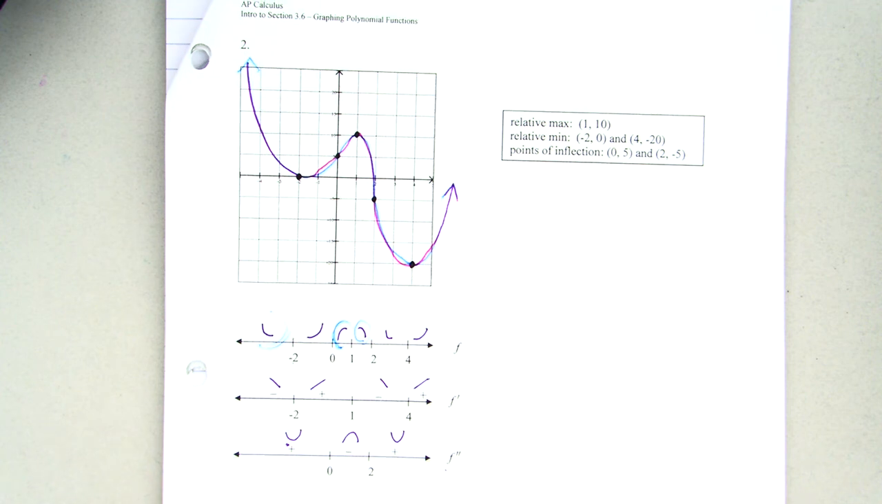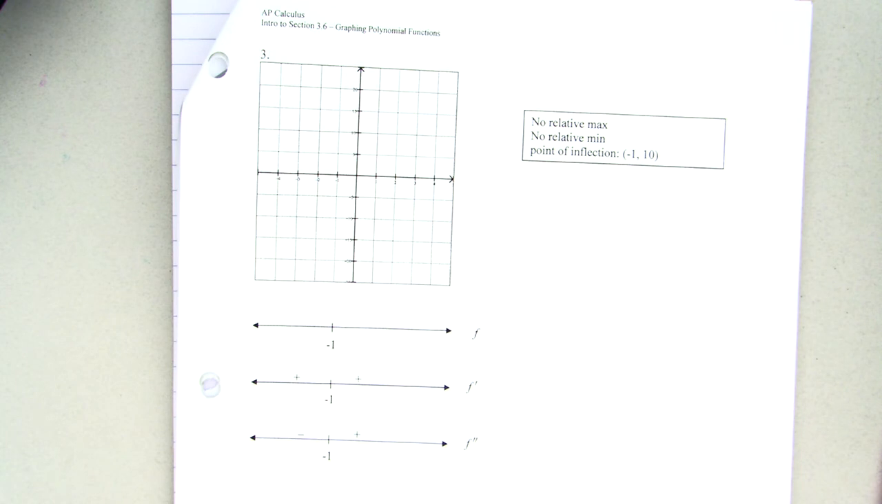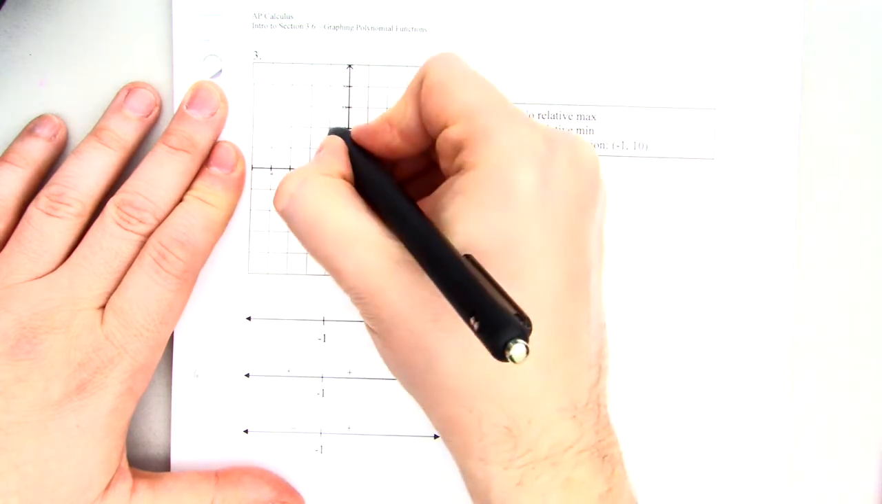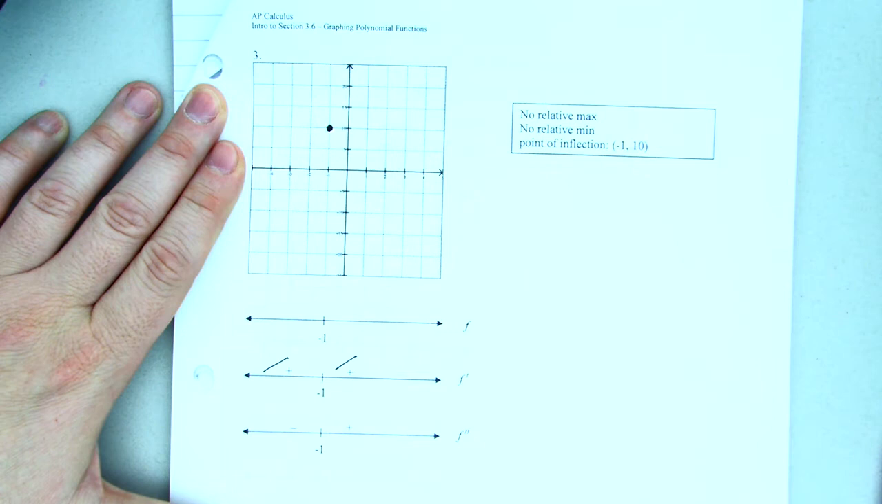Let's take a look at number 3. If I remember correctly, there's not a lot going on in number 3. See if you can do the entire thing: the points, the number lines, the graph. Point of inflection at negative 1, 10, and that's all I told you. Increasing, increasing. Concave down, concave up.